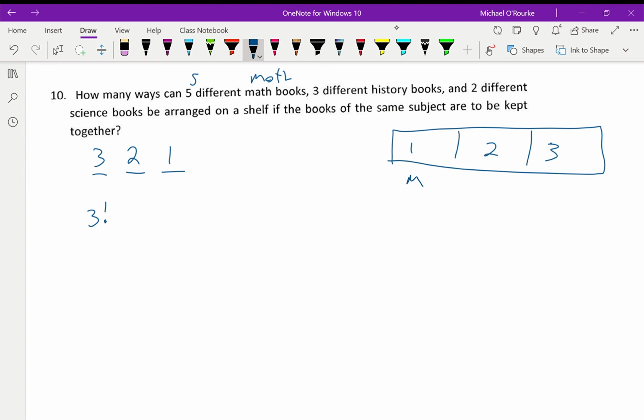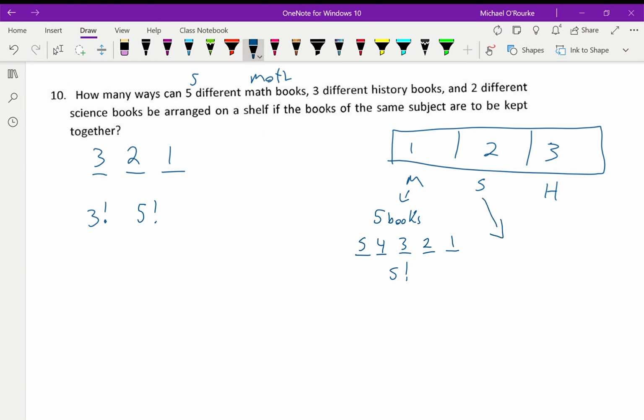So let's say we have math, then science, then history. That's the first option we go with. It could be in any one of those six different orders, but I'm just going to show you this one. Now within the math, we have five books, and they could go in any order. We can start with five, then four, then three, then two, then one, which is five factorial. So we're going to multiply this by five factorial.